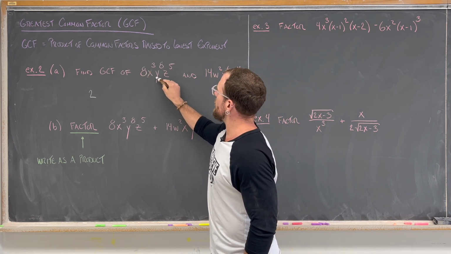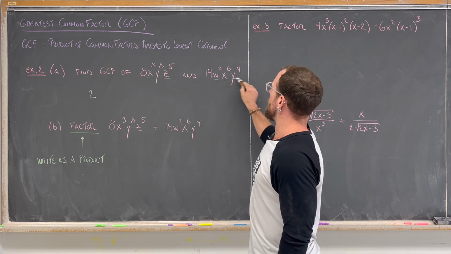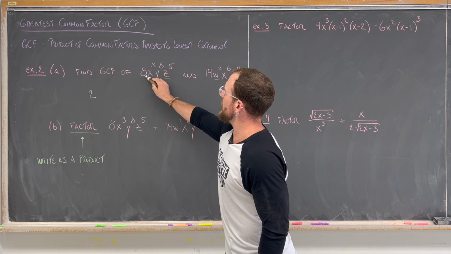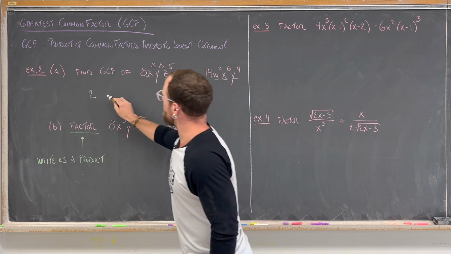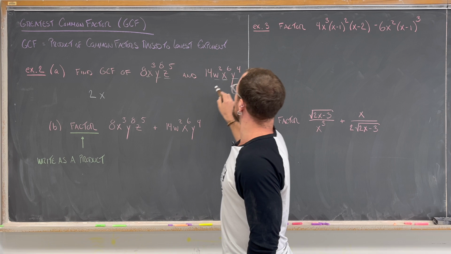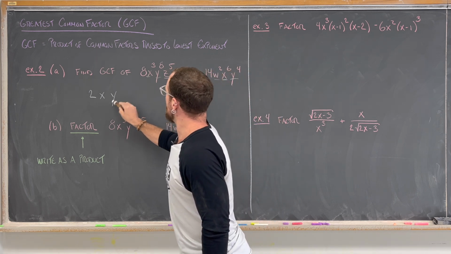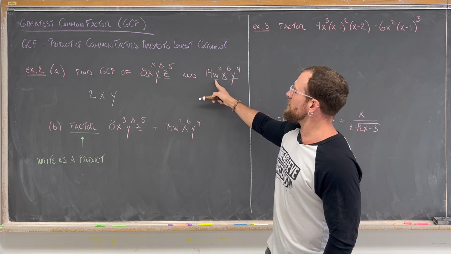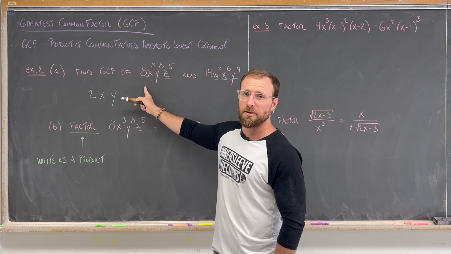So out of x, y, z, w, x, y, which are the common factors? The common factors are x and y. There's an x here and an x here. There's a y here and there's a y here. Z is not a common factor because there are no z's over here. And w is not a common factor because there are no w's over here.